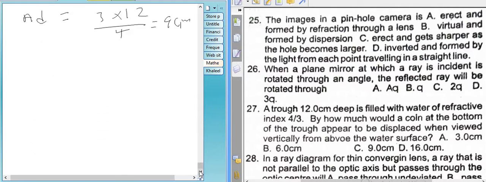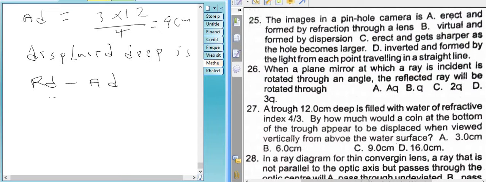But we are looking for the displacement, or displaced depth. The displaced depth is always the real depth minus the apparent depth, which is equal to 12 minus 9, which is equal to 3 centimeters. Hence, the correct option is option A.